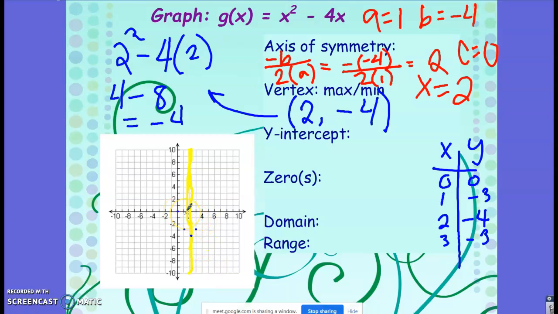Okay, so knowing that this is my axis of symmetry, I know that if this is 2 spaces from here, then its opposite point needs to be 2 spaces from there. So I have found my other points based on that.